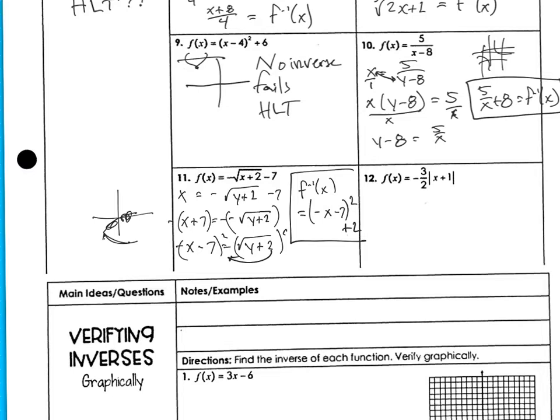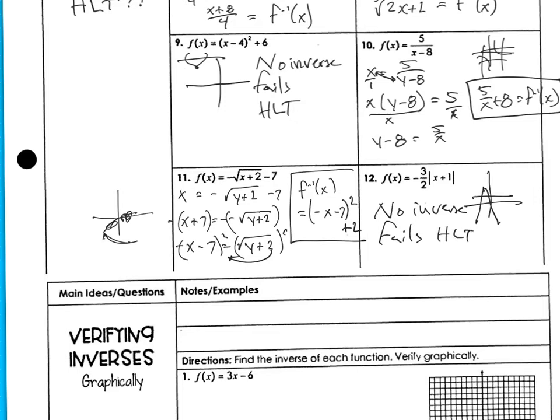Absolute value is one that is kind of like a parabola in that we have to pay attention to what the shape looks like. So if we think about what this would look like, we would move it left 1, it would flip over, and it would have a vertical shrink. So this fails the horizontal line test. So we would say no inverse because it fails the horizontal line test.